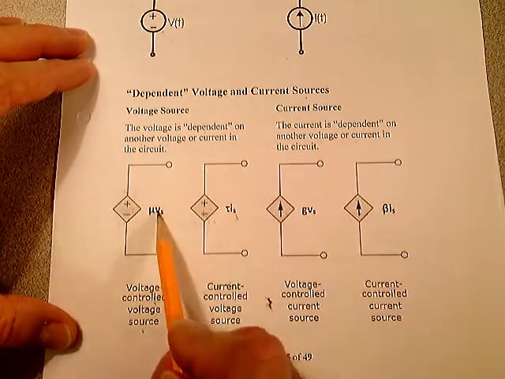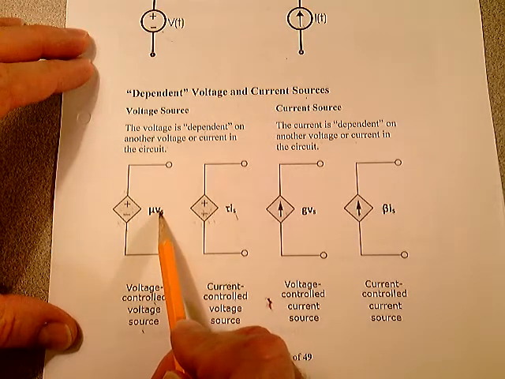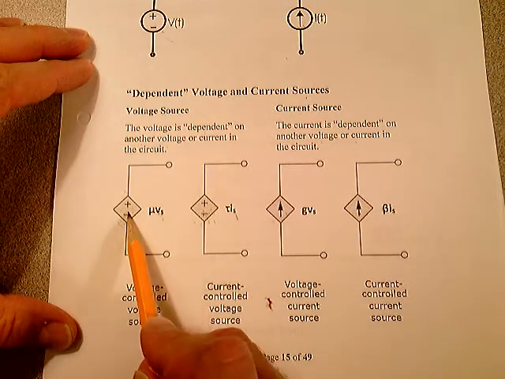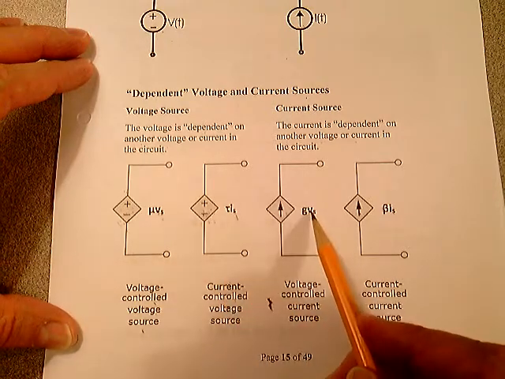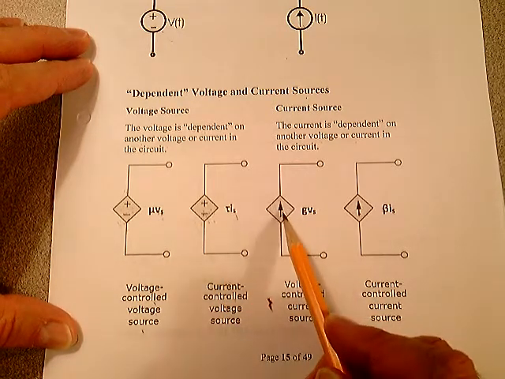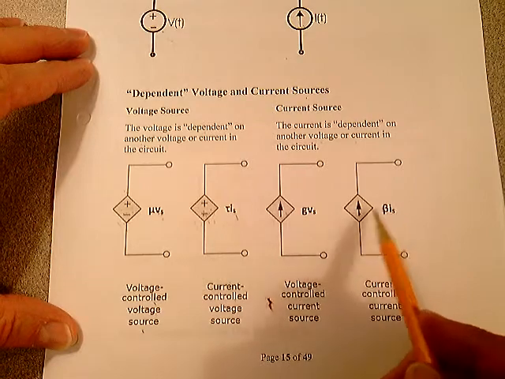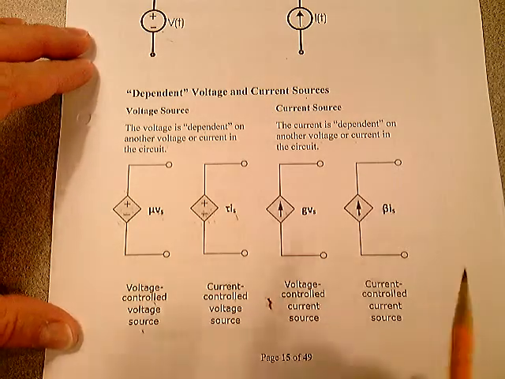And then you have to look at how they're defined. This is clearly a voltage-controlled voltage source. This is a current-controlled voltage source. This is a voltage-controlled current source, and this is a current-controlled current source. They're very important.